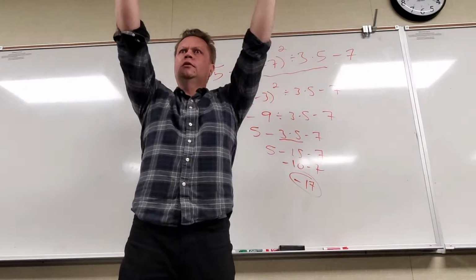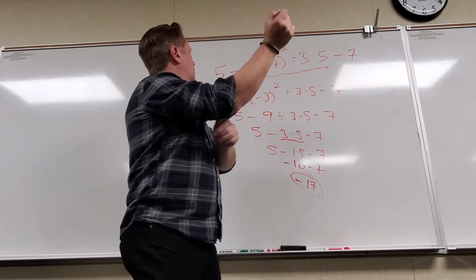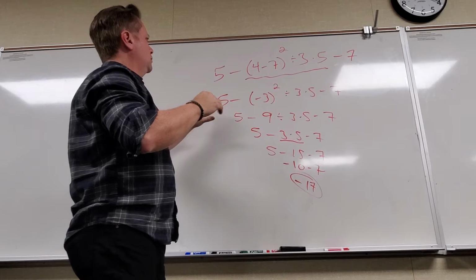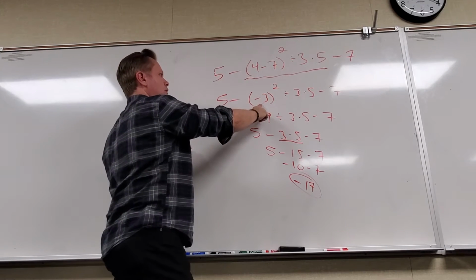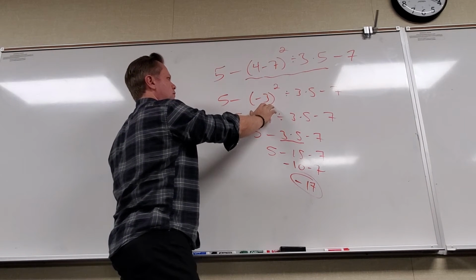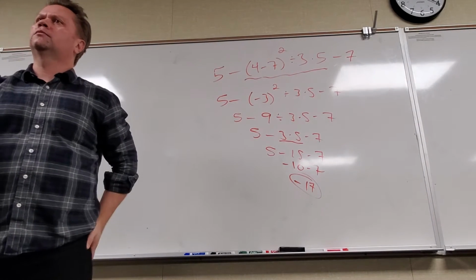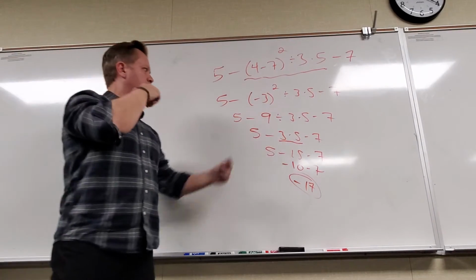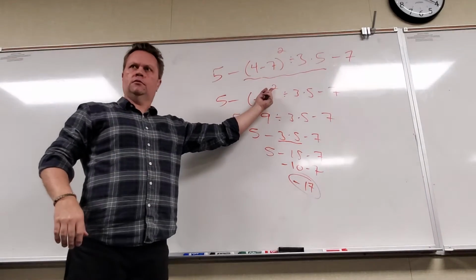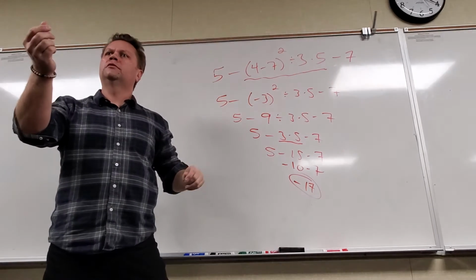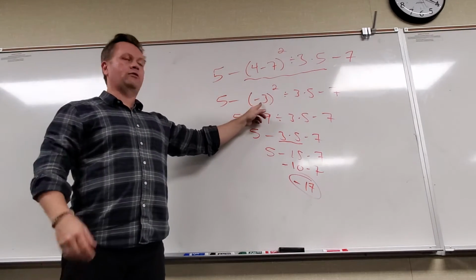How do we get 9? 3 times 3. So what does squared mean? What does squared mean? Because now you got 9, right? But what does squared mean? 3 times 3. Do what though? Multiply. So what's -3 times -3?